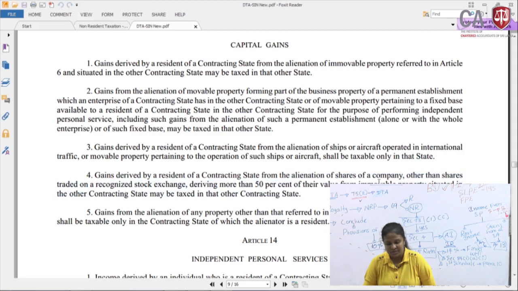It is an alienation of shares of a company other than shares traded on a recognized stock exchange. If it is listed shares, this provision is not applicable. If these are not listed shares deriving more than 50% of their value from immovable property situated in the other contracting state, they may be taxed in that other contracting state.